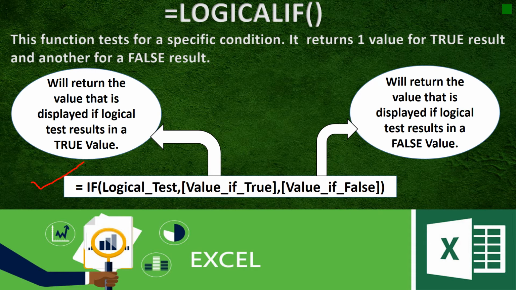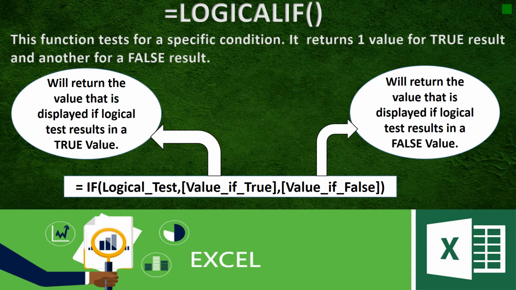This is the syntax we use for the logical IF function. First is the logical test, where it checks whether the condition is true or not. After that, value if true: if the condition is true, it will return the true value. If it is false, it will display the other value. Clear? This is a very important thing to keep in mind. This is our IF function.